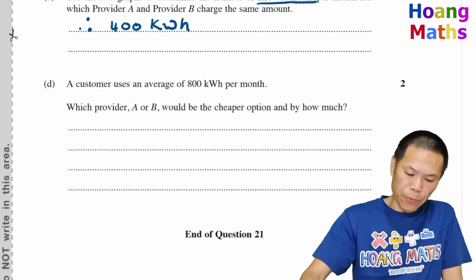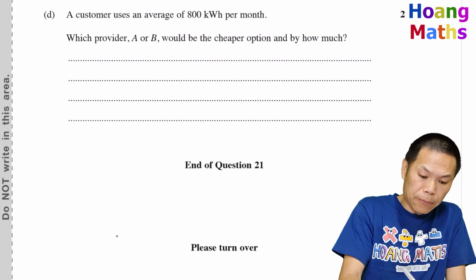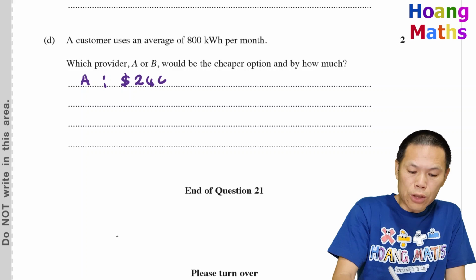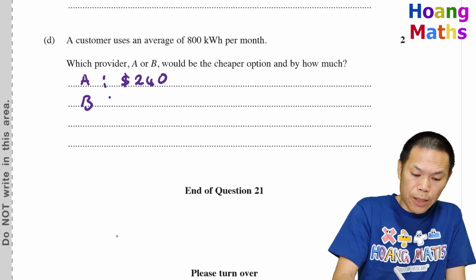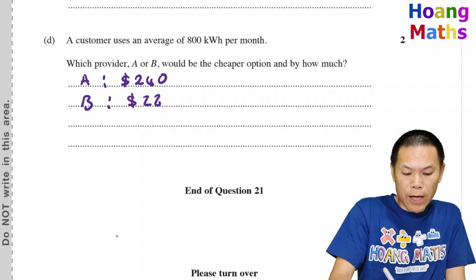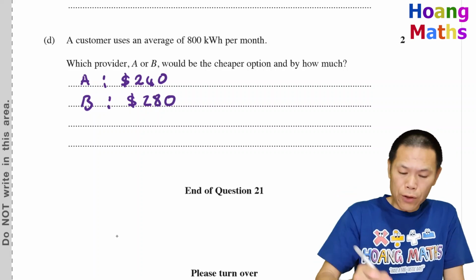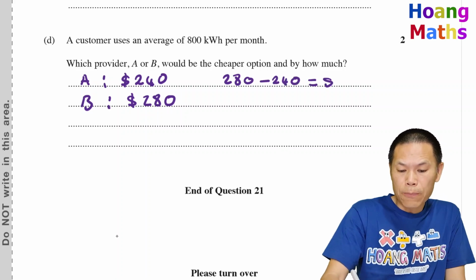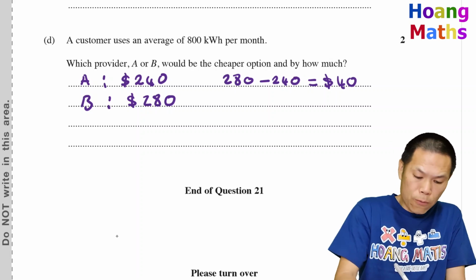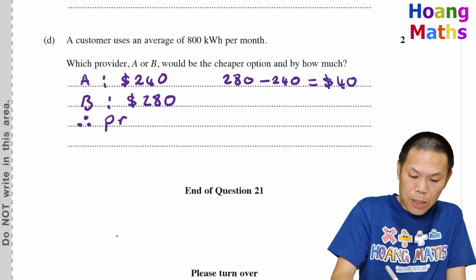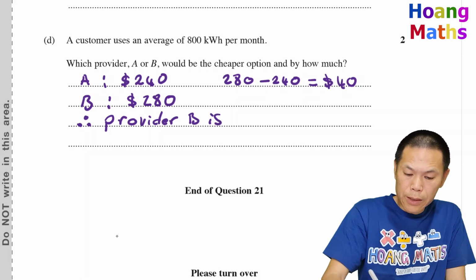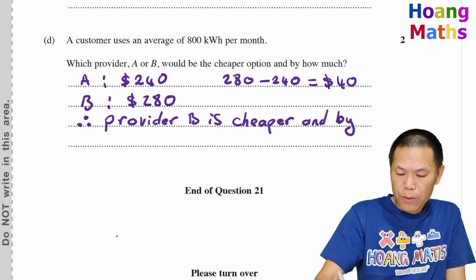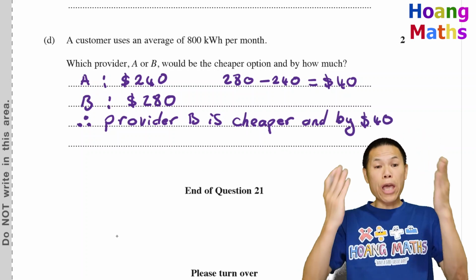So let me just write this down. For company A, or provider A, it charges $240, and for provider B it is $280. So we just find the difference. 280 minus 240, so that is $40. So therefore, provider B is cheaper by $40. So there you go.